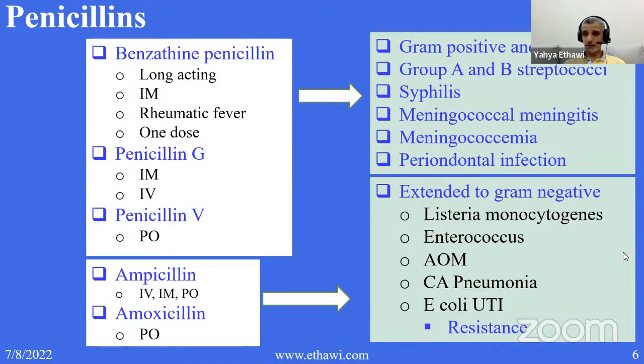We use it against Enterococcus, and we use it in acute otitis media. Also, we can use it in community-acquired pneumonia, not the pneumonia acquired in the hospital. We use it for E. coli. However, it's very important to remember, especially if it's a community-acquired UTI, not in the hospital, not surgical, you can get lots of resistance.